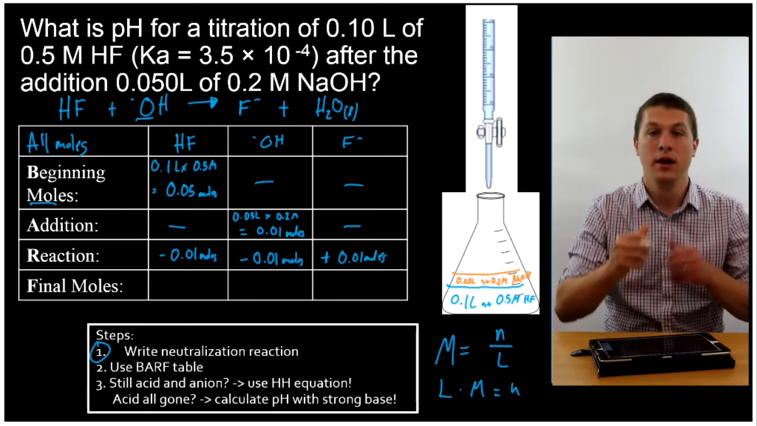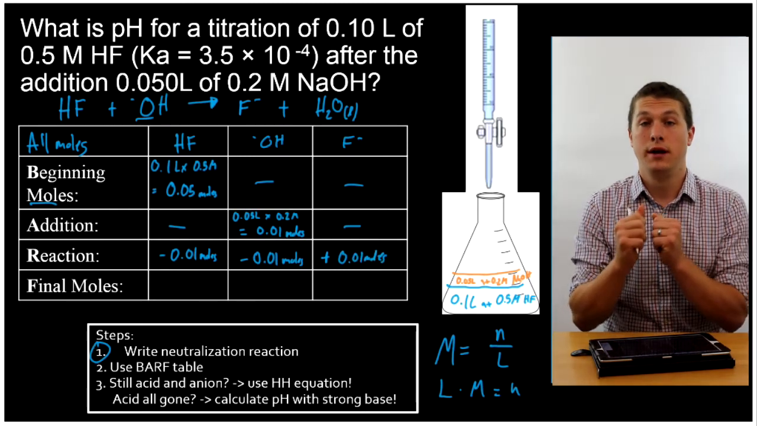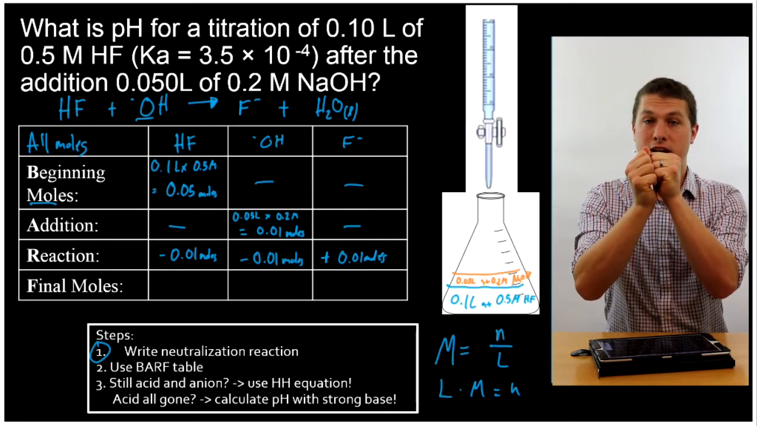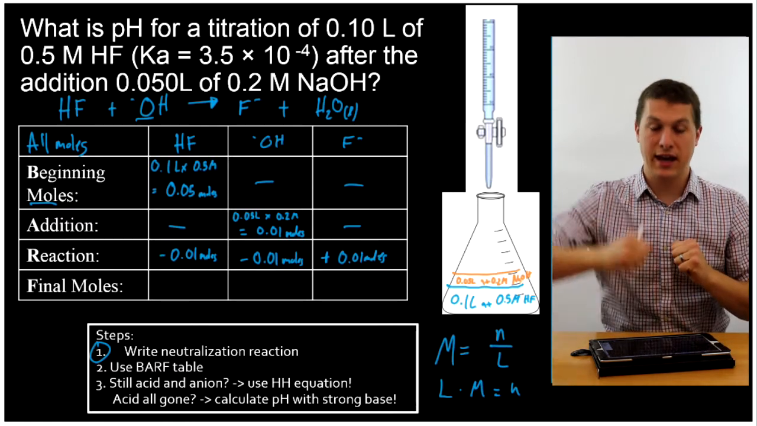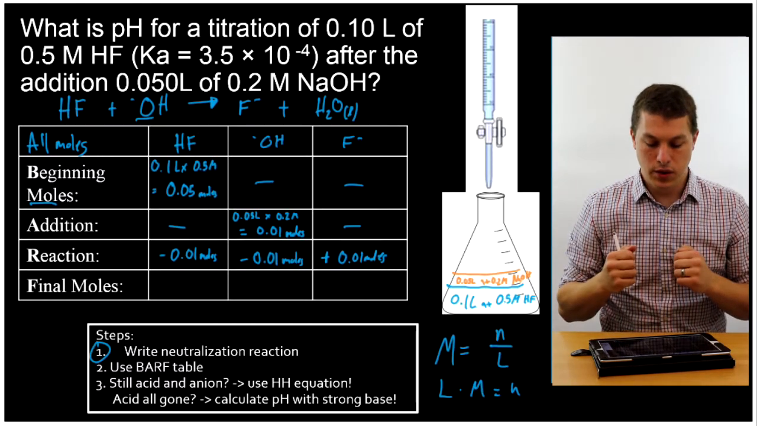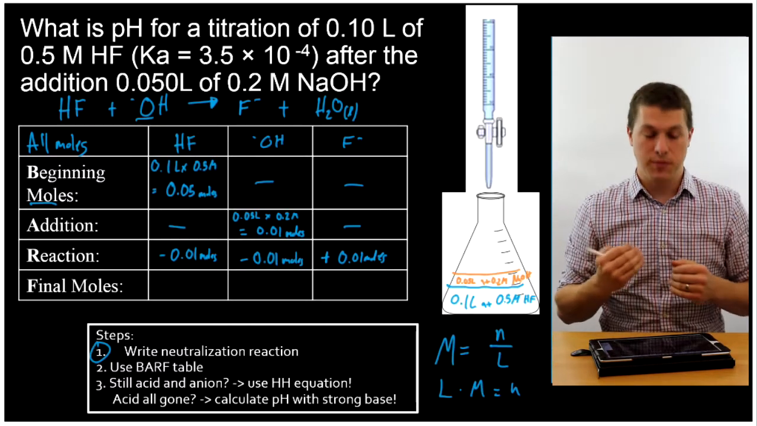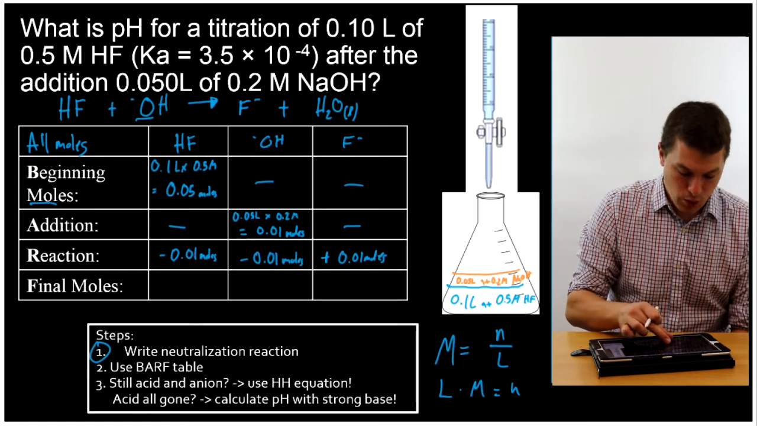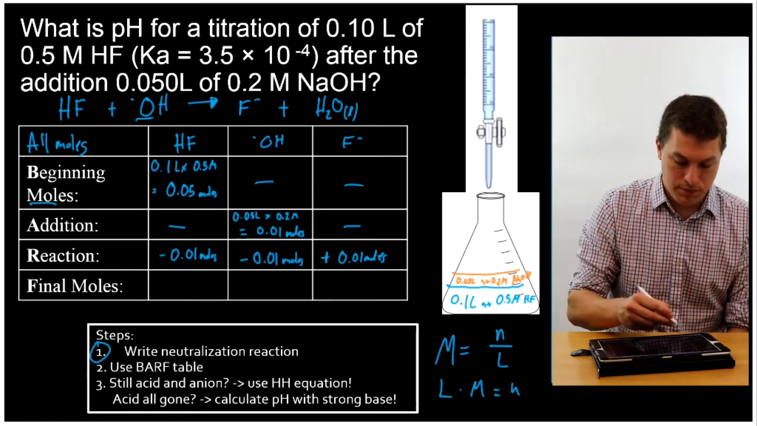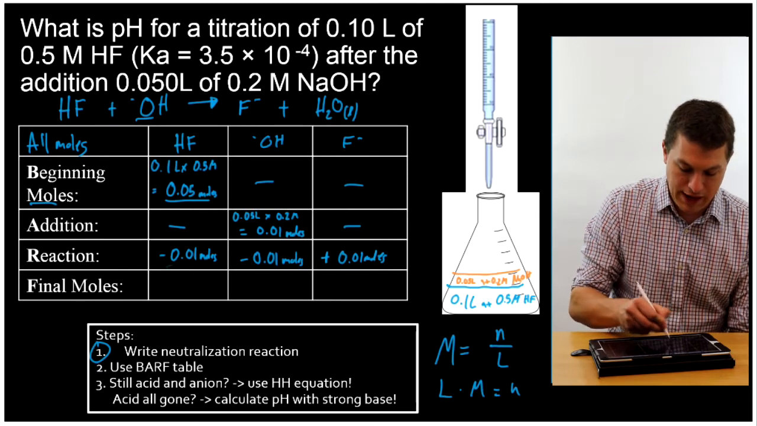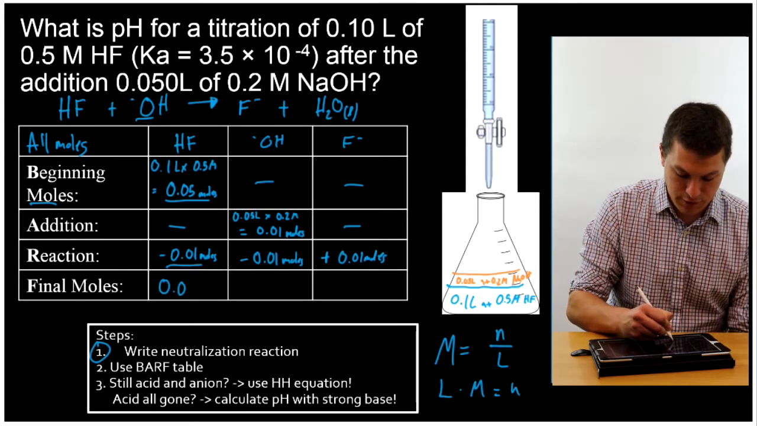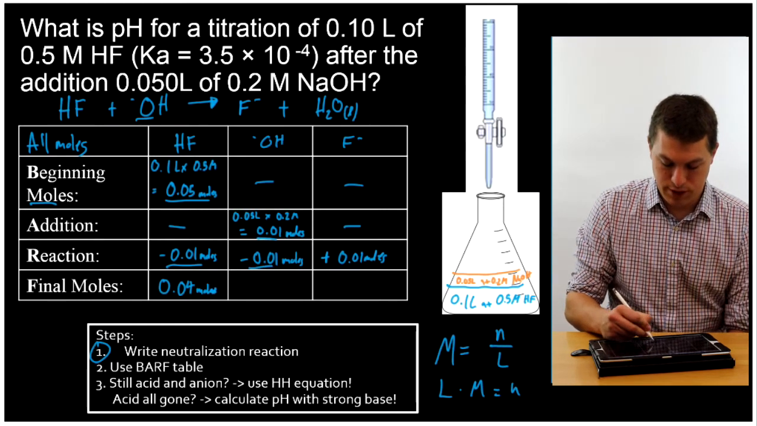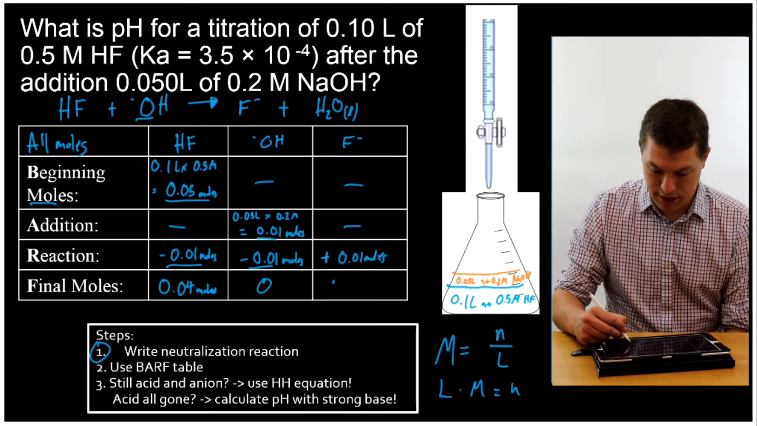Why is that? Well, remember, if I have just one HF, and I react it with the sodium hydroxide, that goes away and I get one F minus. So I'm always going to increase the concentration of my F minus by the same amount that I decrease my HF and OH. What are my final moles? Well, I get 0.05 minus 0.01 is going to give me 0.04. 0.01 minus 0.01 gives me 0. And here I'm going to get 0.01.